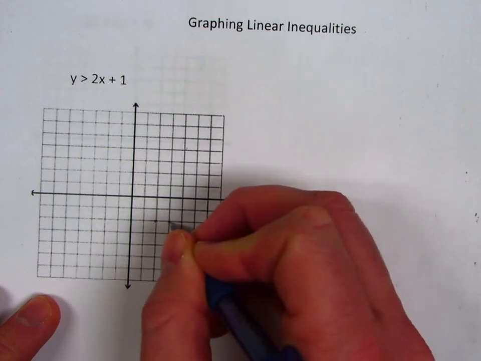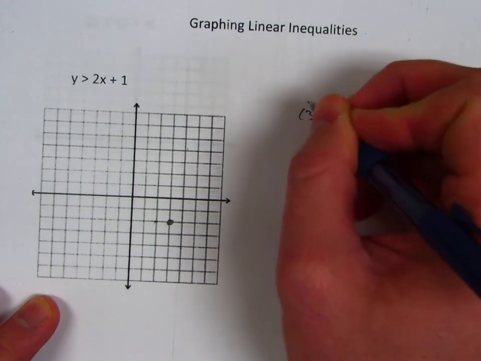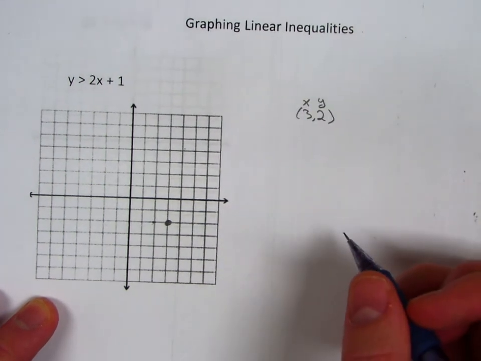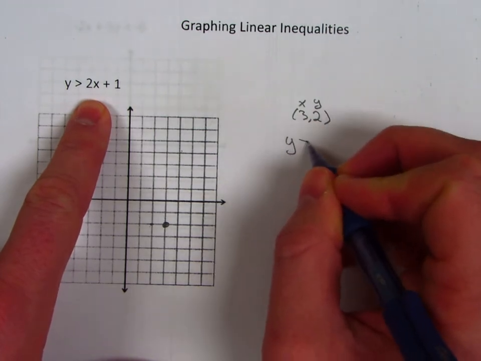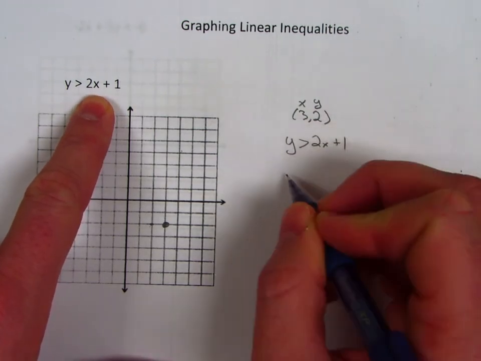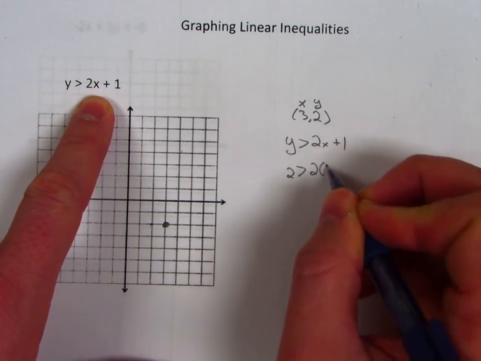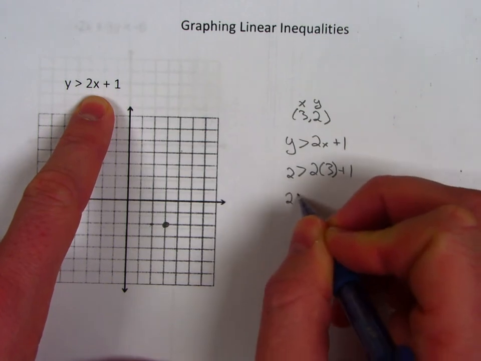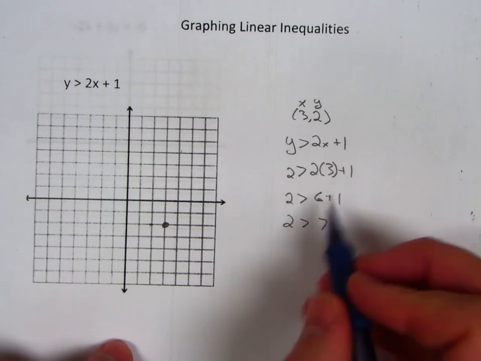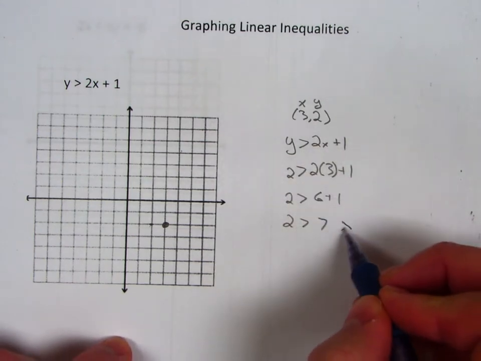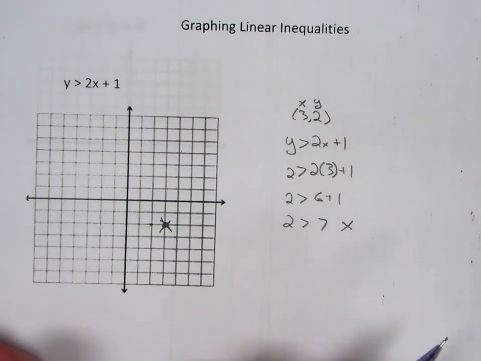Let's say we take the point (3, 2). We know that 3 is an x coordinate and 2 is a y coordinate. So what I can do is put them into this inequality and see if they give us a true statement. If they give us a true statement, they're a solution. So I'm putting 2 in for y and 3 in for x. And so is 2 greater than 7? That's what we get when we simplify this. That is a false statement. That means that this is not a solution to the inequality provided.